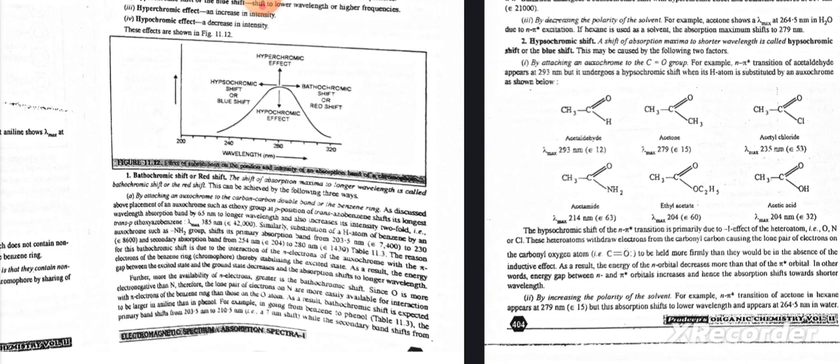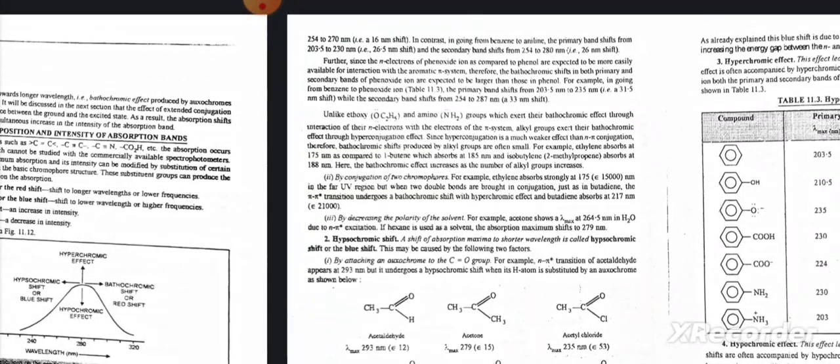For example, in going from benzene to phenol, the primary band shifts from 203.5 nanometer to 210.5 nanometer, while the secondary band shifts from 254 to 270 nanometer. In contrast, in going from benzene to aniline, the primary band shifts from 203 to 230 nanometer, and the secondary band shifts from 254 to 280 nanometer.